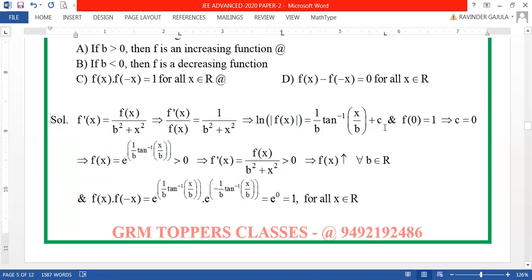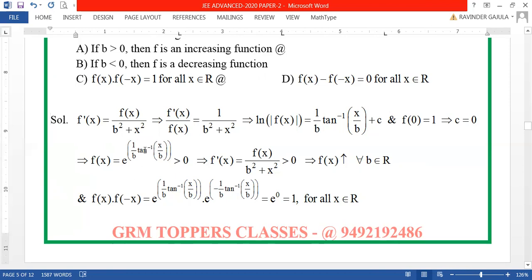And because it is given that f of 0 equals 1, just substitute 0 in place of x and 1 for f of 0. So you will have c equal to 0 just by substitution. Then rewriting the function, taking c as 0, f of x can be taken as e power 1 by b tan inverse x by b, which is greater than 0. f of x can be taken like this.